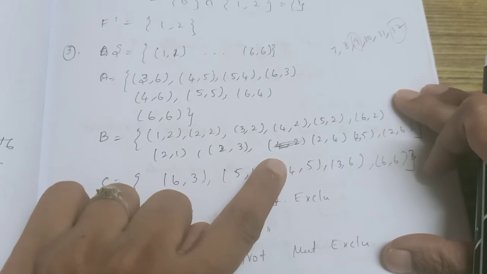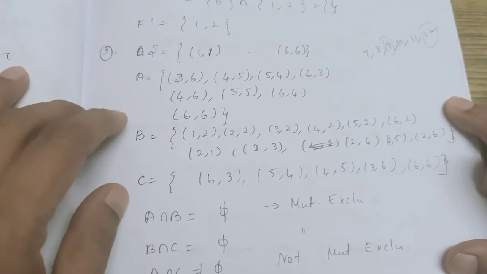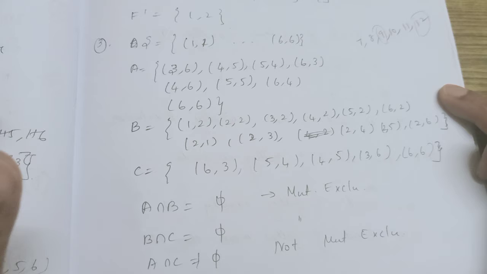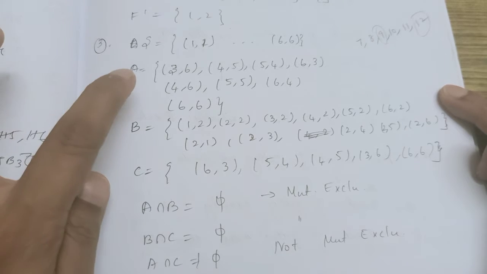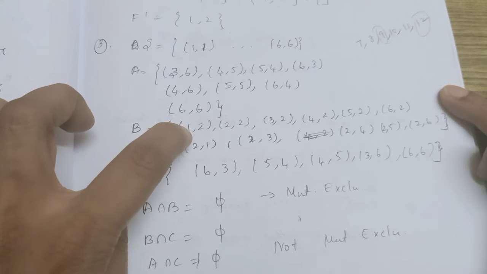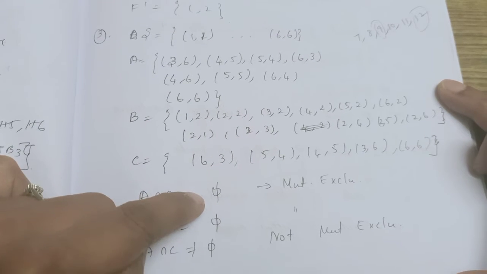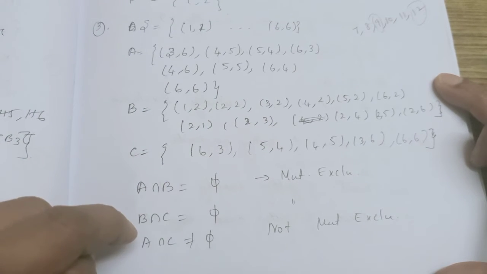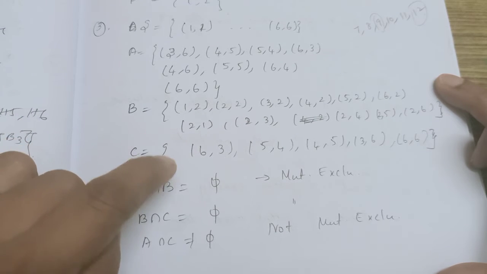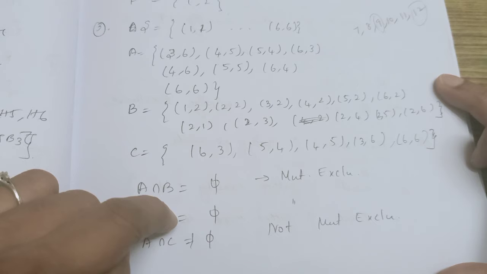So we have written everything in set form now, roster form. We will see whether the intersection is empty. Mutually exclusive means we should check whether the intersection is empty. We check this one, A intersection B. There is nothing common here. So the intersection is empty. They are mutually exclusive. Then we check for B and C. Again there is nothing common. So they are also mutually exclusive.